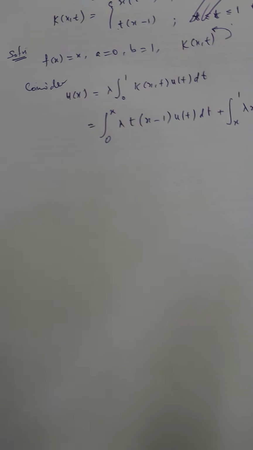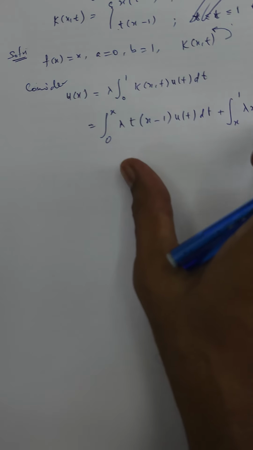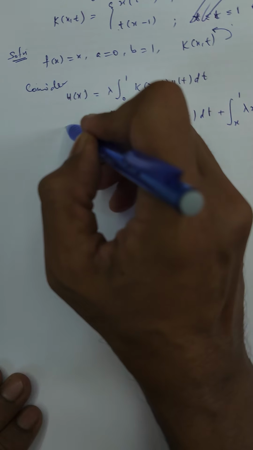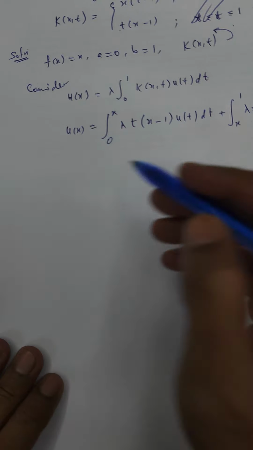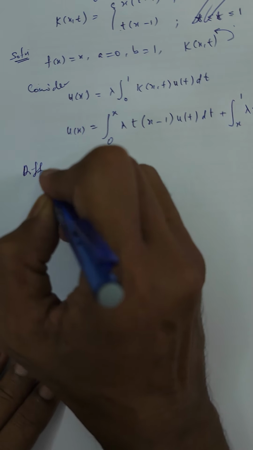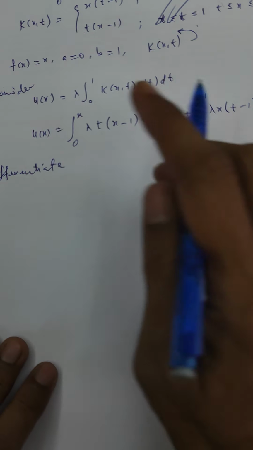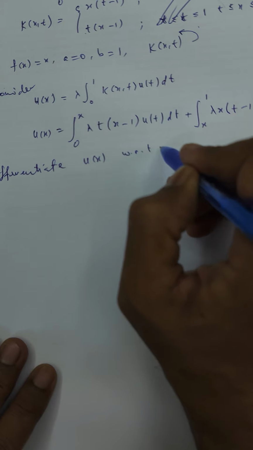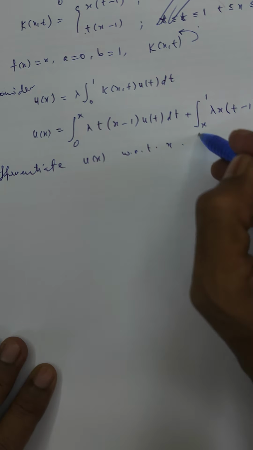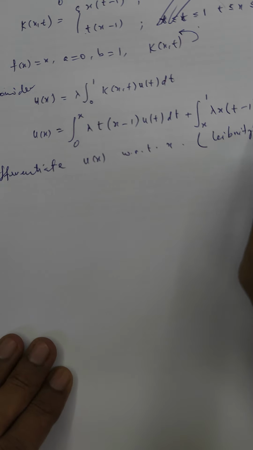Now, having done those things, we can differentiate this equation with respect to x. If we differentiate u(x) with respect to x, you can use the Leibniz theorem, the Leibniz rule.